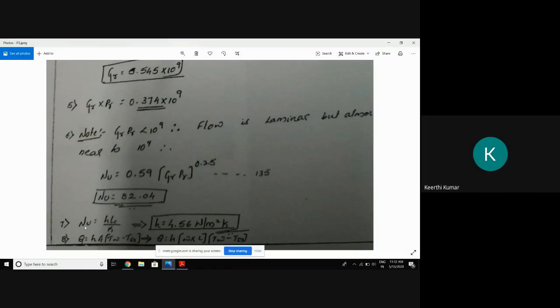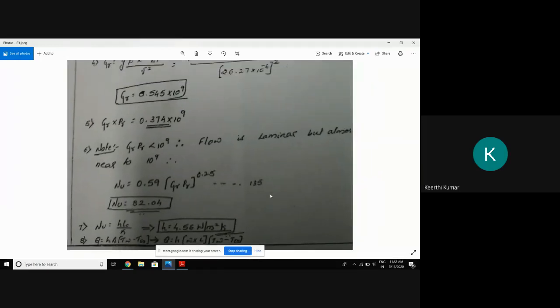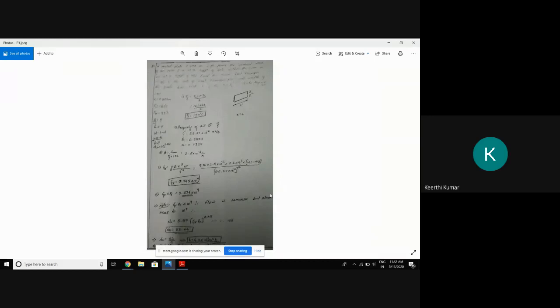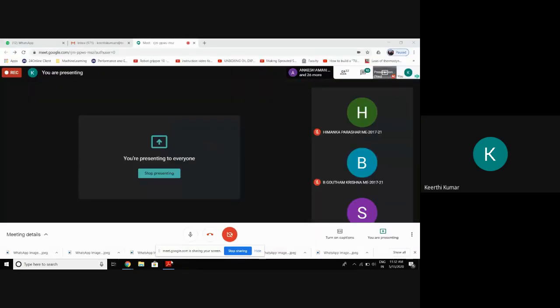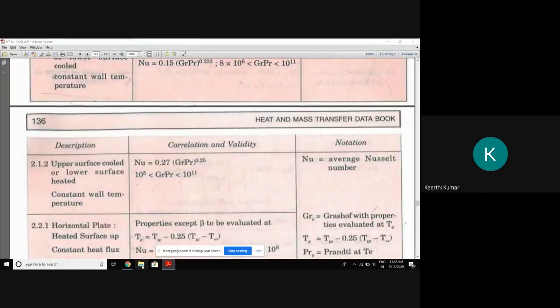So once you get the Nusselt number, Nu is equal to h Lc by k. The h we get, we put again in the Q formula: Q is equal to h A, here it is W into L, (Tw minus T infinity). So with this, we will get the value of Q. So case 1 is finished. We'll go with case 2. What is case 2?